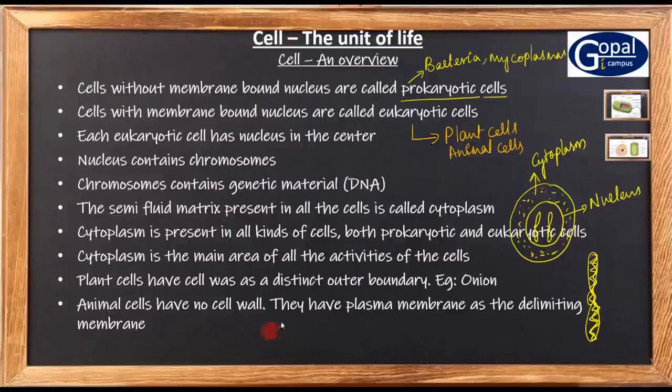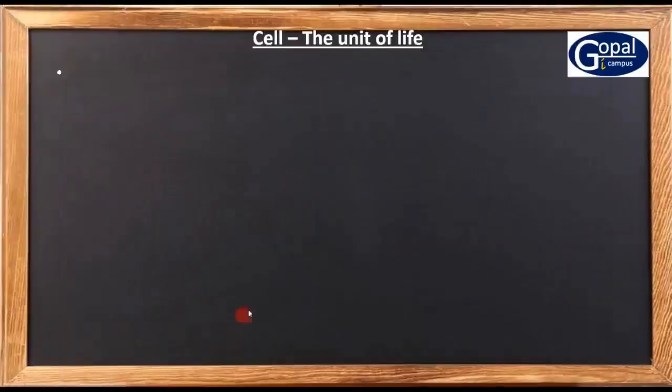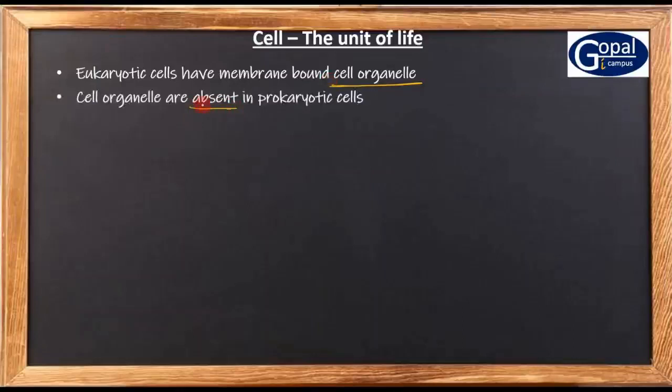So this is about the different structures present in the cells. And there are some more differences. For example, in eukaryotic cells you can see the presence of membrane bound cell organelles. So membrane bound cell organelles are present in eukaryotic cells, and they are absent in prokaryotic cells.